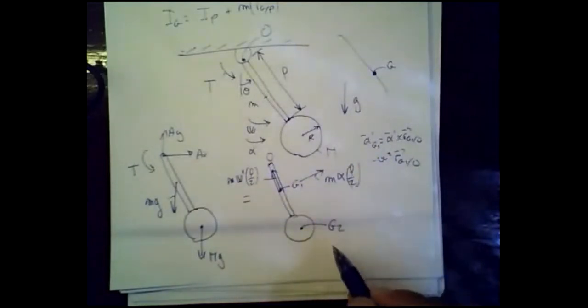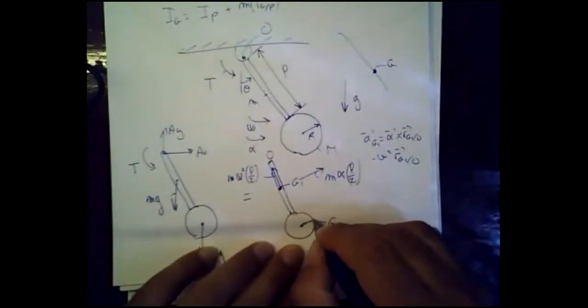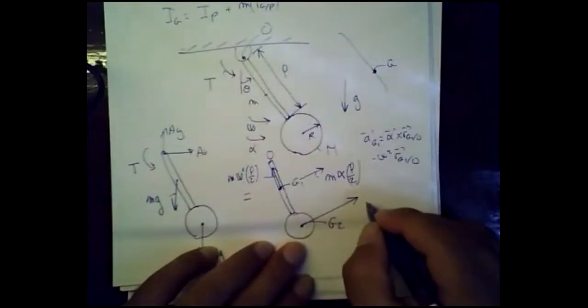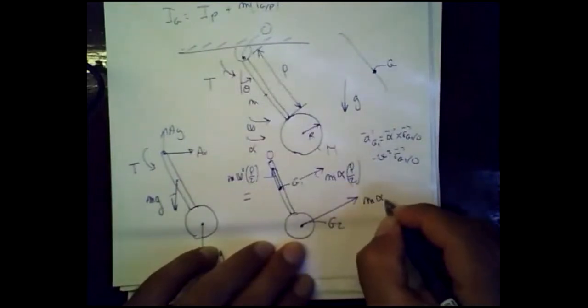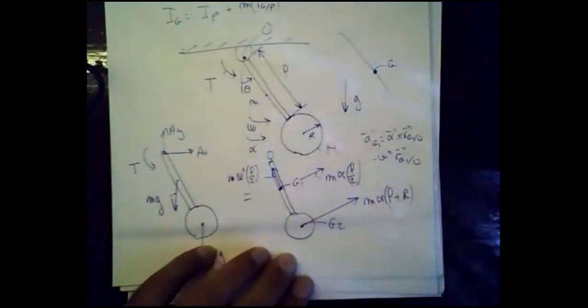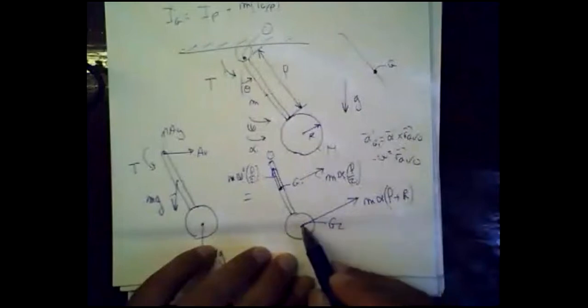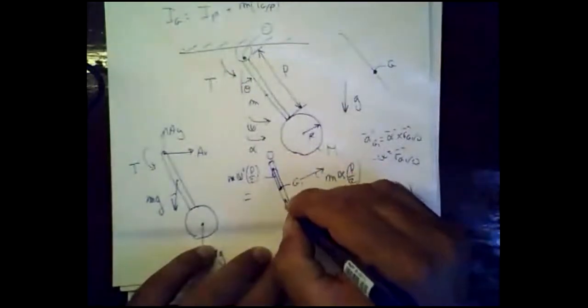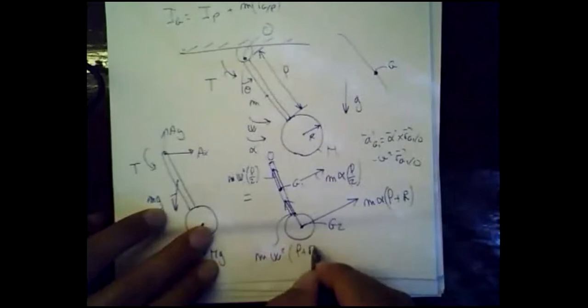How about the acceleration of G2, or MAG2? M alpha L plus the radius. M alpha L, exactly, plus the radius. You don't want to forget the radius here, the radius from this point up to that. And then how about on this end? This one is going to be my M omega squared L plus the radius. L plus the radius, exactly, right?